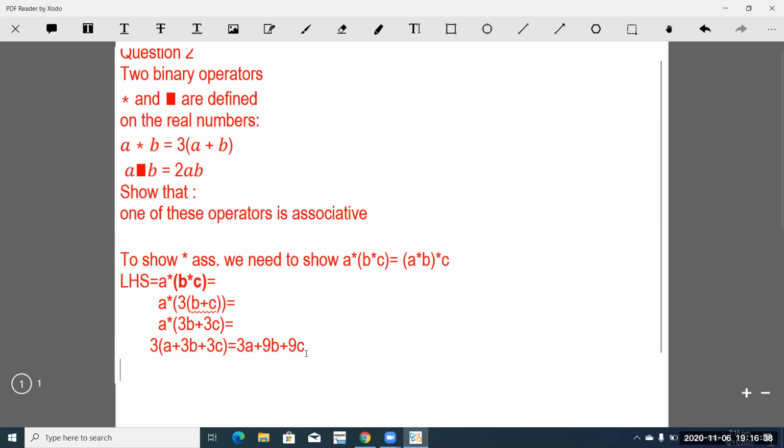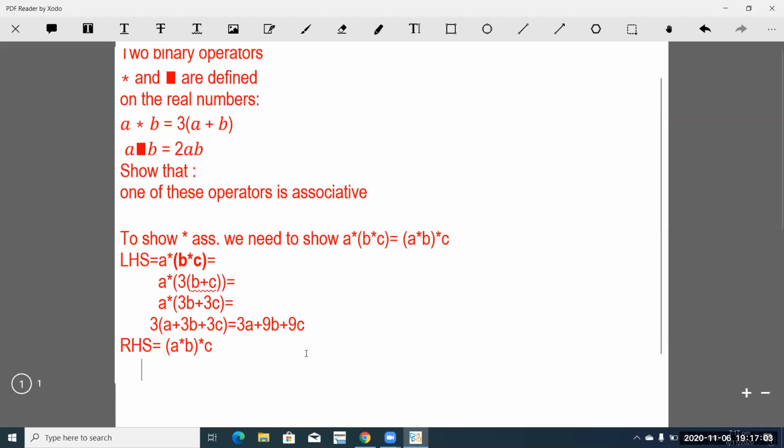Very good. Now to prove associativity, we need to show that the right-hand side should give us that same result. So now we're going to work out what is A star B star C. We're going to work out this result now. So what we do is work out first what is A star B. What is A star B?